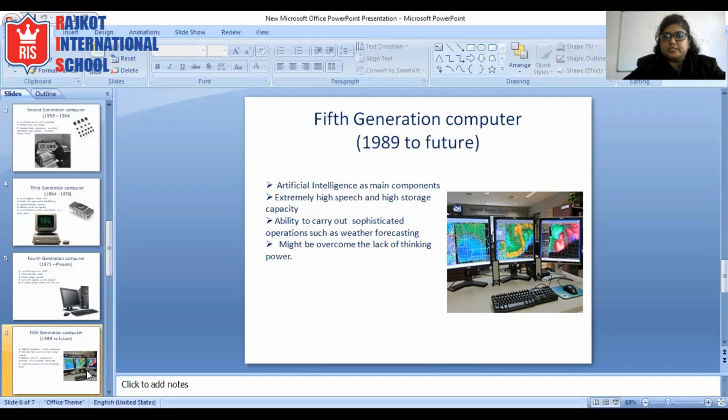This generation of computers has extremely high speed and high storage capacity. Right now this computer is mainly used by scientists. It is also used for weather forecasting and might overcome the lack of thinking power.